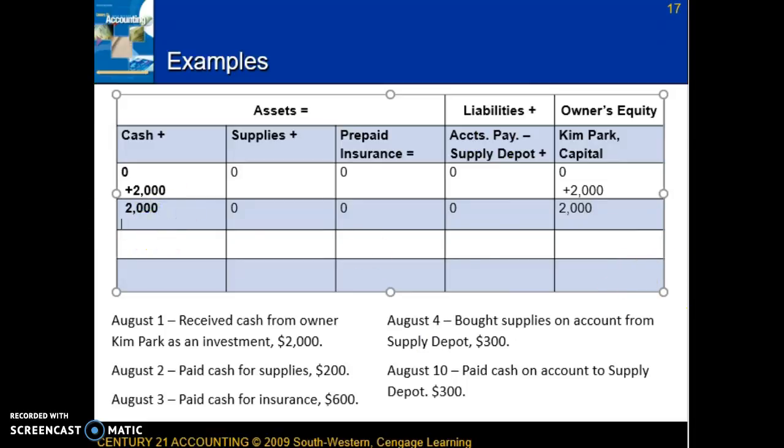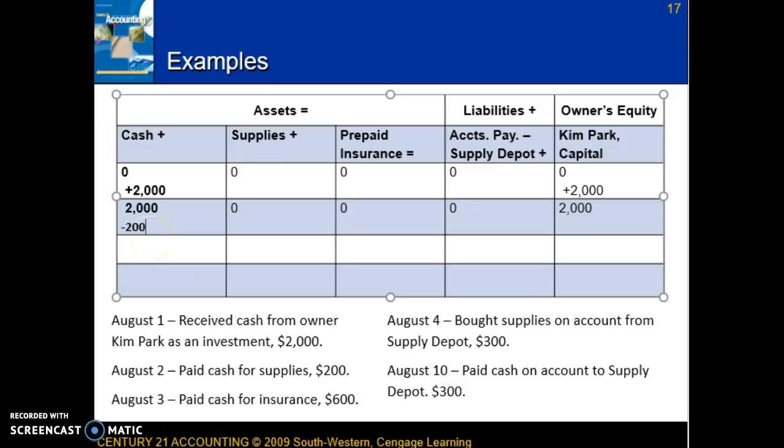Alright, our next transaction that we have on here, August 2nd, paid cash for supplies, $200. Now remember, anytime it says paid cash, you're going to be minusing from cash. So we can go ahead and put in here minus 200 for cash. And then for supplies, we bought supplies, so the amount of supplies we have is increasing, so we are going to go ahead and plus $200.